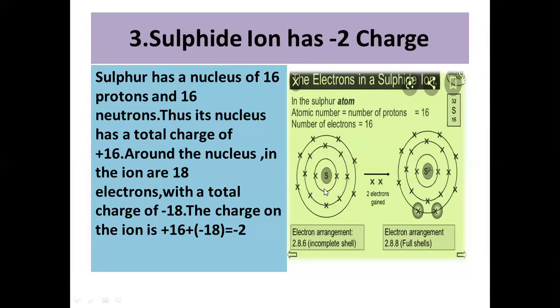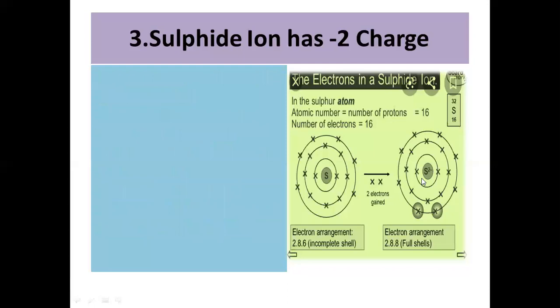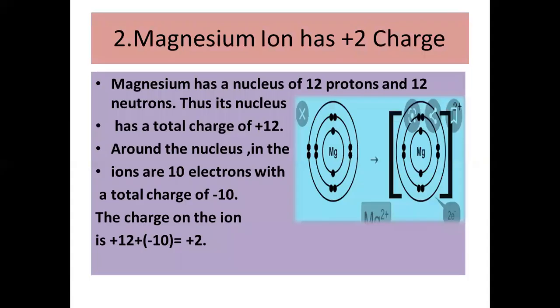And I told you that when an atom gains electrons, it is converted into a negatively charged ion, and when an atom loses electrons, it is converted into a positively charged ion. Negatively charged ions are called anions, and positively charged ions are called cations.